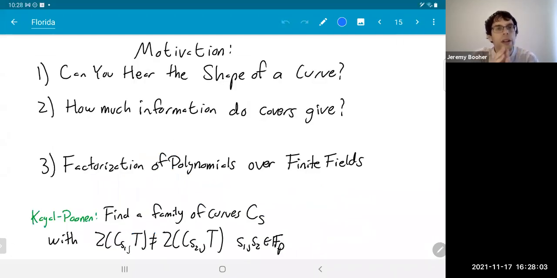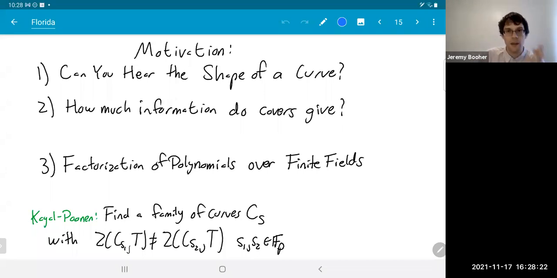Right, so I think this is a good point to pause and talk about the high-level motivation. One motivation is what I told you, this analogy with the question, can you hear the shape of a drum? Another motivation comes from looking at the general question, how much information do covers give you?